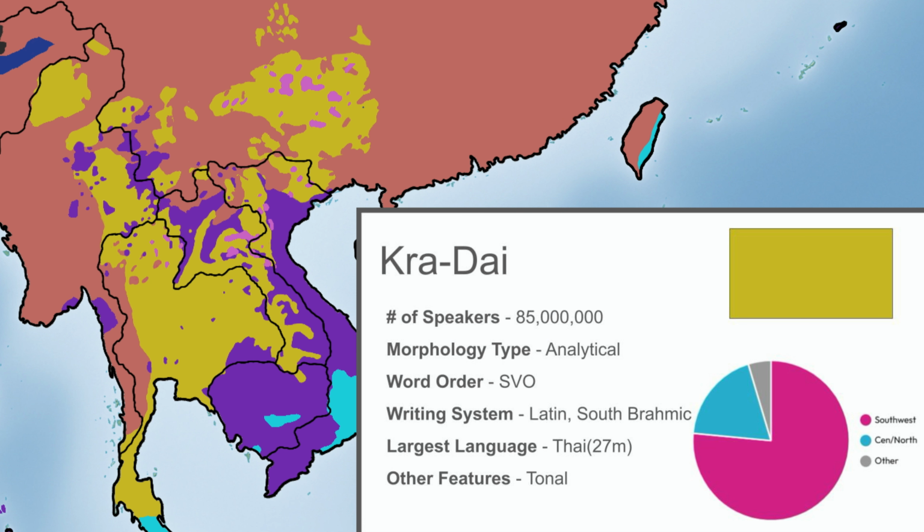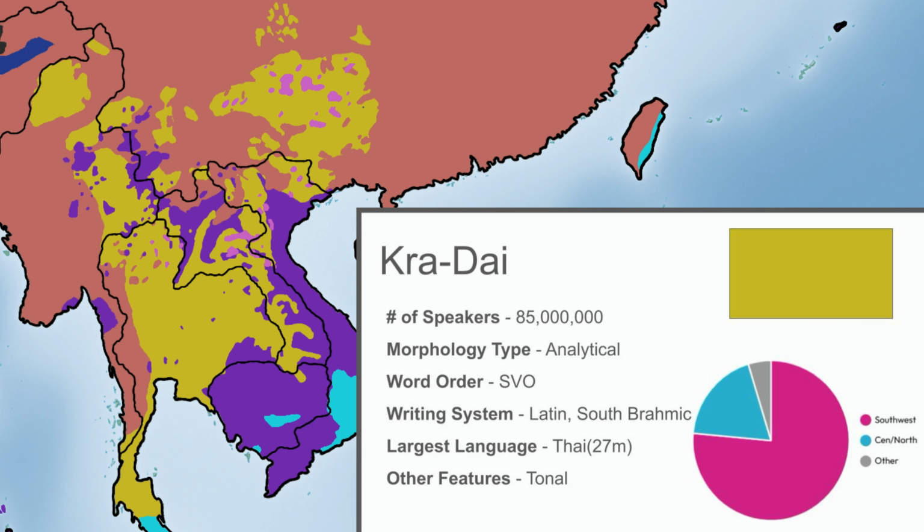The Kra-Dai languages are spoken by around 85 million people in Southeast Asia, mostly in Thailand, Myanmar, Laos, and China. As with many other East and Southeast Asian languages, they are mostly analytical and use the SVO word order. Kra-Dai languages are written in both native South Brahmic scripts and Latin script.